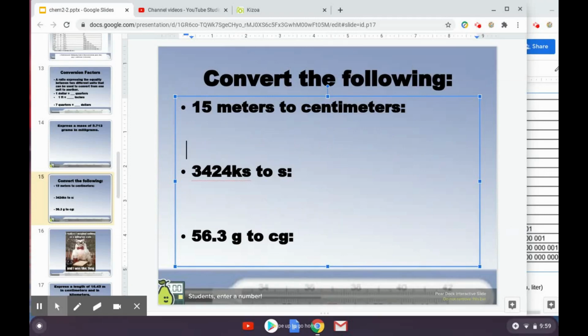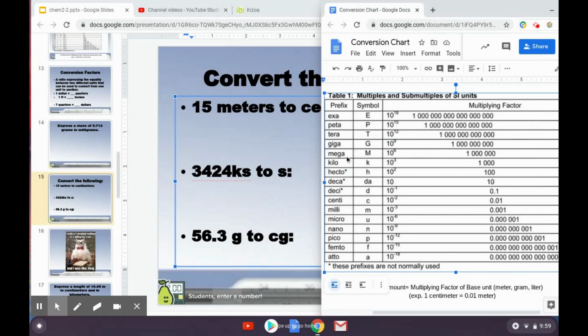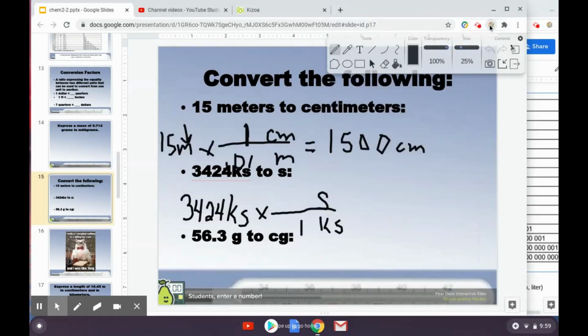Then we come and look at our chart to see kilo means 1,000. So we can come back, and 1,000 goes with the seconds. And we're ready to solve. So 3,424 times 1,000, because it's on top, and we only have a 1 on the bottom, so we don't have to worry about dividing. So we get 3,424,000 seconds.